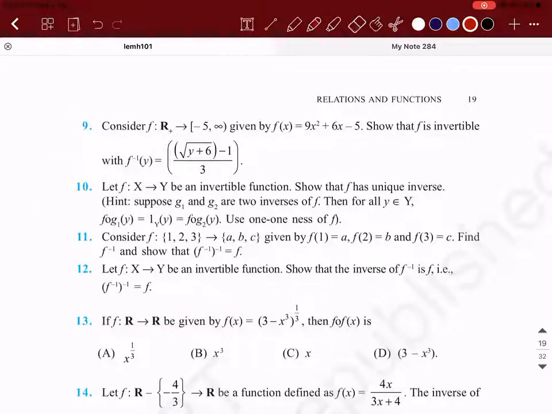Shall we try this problem? The 11th one. f is a function mapped from {1, 2, 3} to {A, B, C}, and it is given like this: f of 1 is A, f of 2 is B, f of 3 is C. Find f inverse.